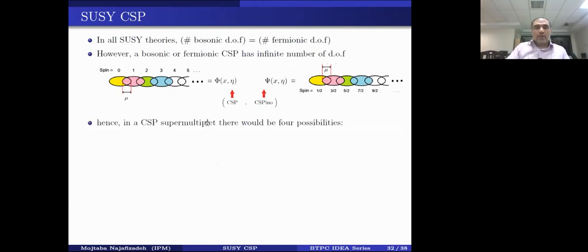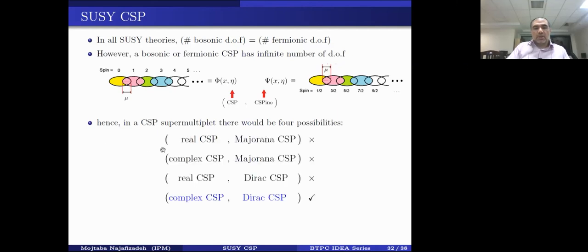So for a CSP supermultiplet, there would be 4 possibilities. We cannot say that the number of bosonic degrees of freedom should be equal to the fermionic case. We will have such possibilities. We can say that CSP is real or complex, and for the fermionic field, it can be Majorana or Dirac.